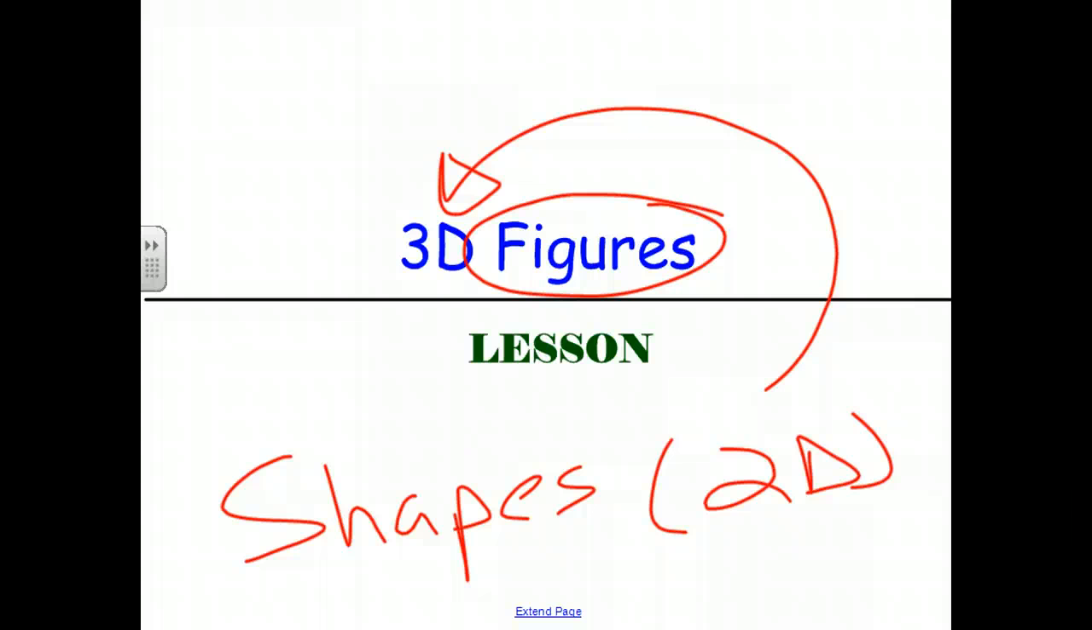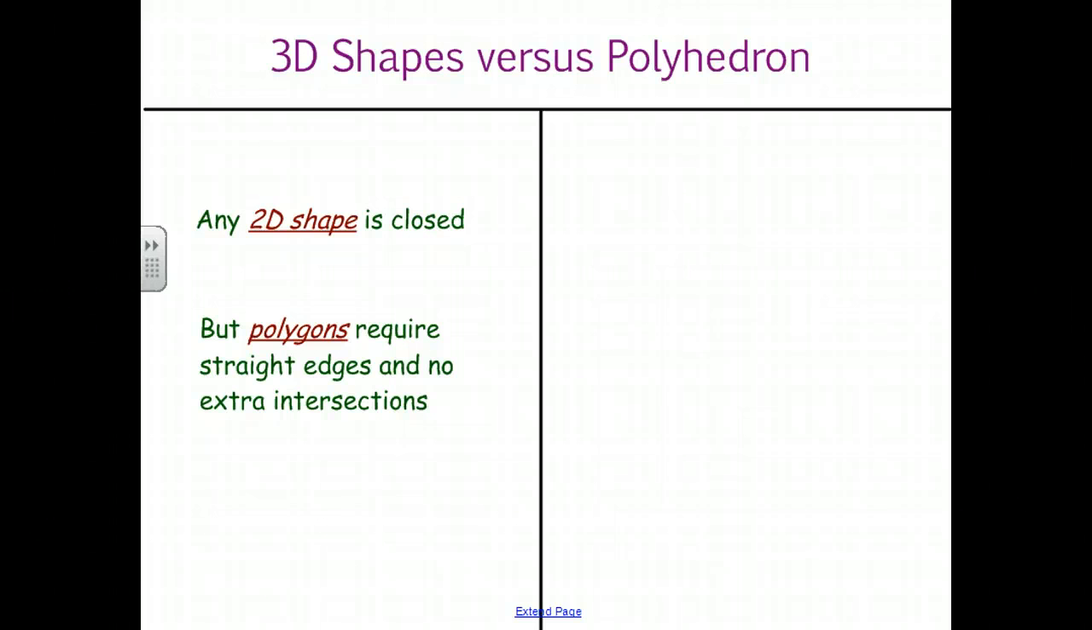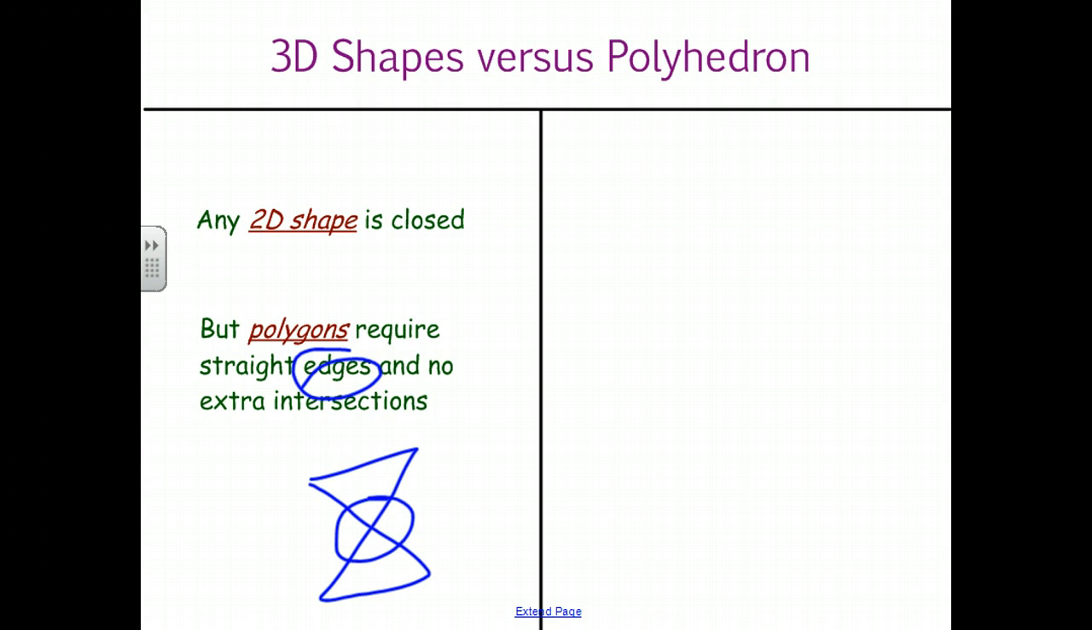Now, we also had another word in 2D shapes called polygon. And any 2D shape that we could call properly a shape that had lines and edges and vertices, we would want it to be closed. But polygons required the extra little bit of having straight edges and no extra intersections of those edges. So we couldn't have something that looks like this hourglass, where the extra intersection was there in the middle, and of course, a circle, although a very fine example of a 2D shape, is not a polygon because it is not made from straight edges.